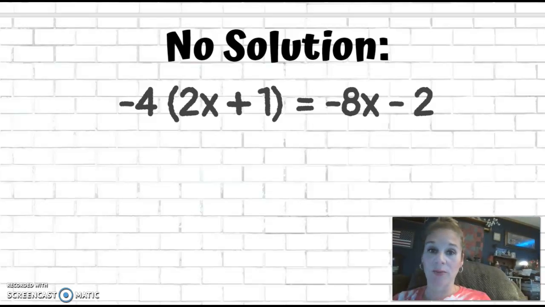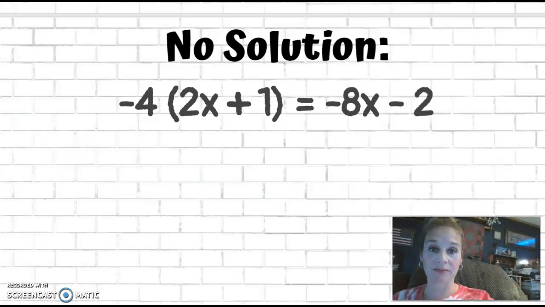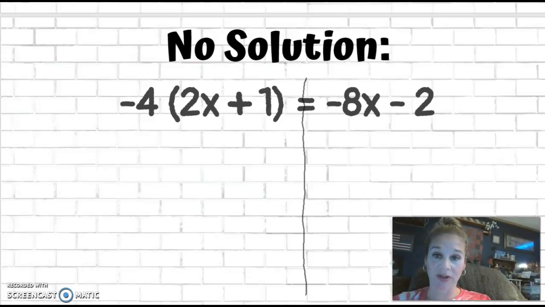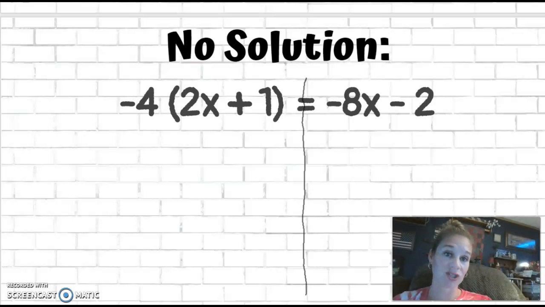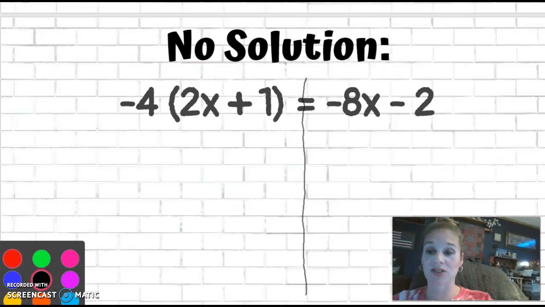I'm going to start out by placing my wall down the center. And then I'm going to analyze what I've got. On the left side, I've got -4 times a parentheses, and on the other side, I just have two terms. Because of PEMDAS, I'm going to get rid of those parentheses first, so I would need to distribute.